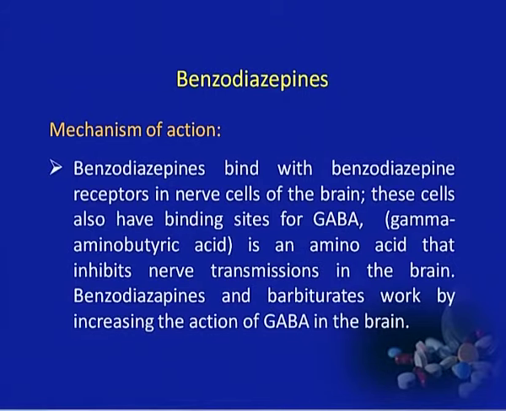Let's discuss the mechanism of action of benzodiazepine drugs. Benzodiazepine binds with benzodiazepine receptors in the nerve cells of the brain. These cells also have binding sites for GABA. GABA stands for gamma-aminobutyric acid. It is an amino acid that inhibits nerve transmission in the brain. Benzodiazepines and barbiturates work by increasing the action of GABA in the brain.